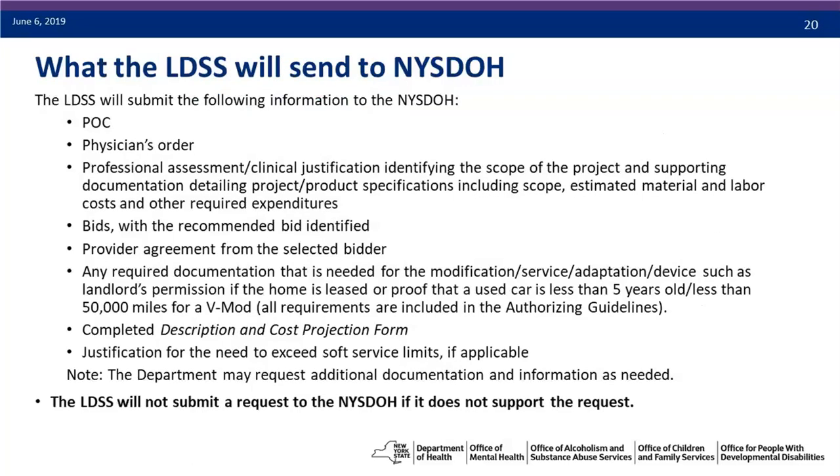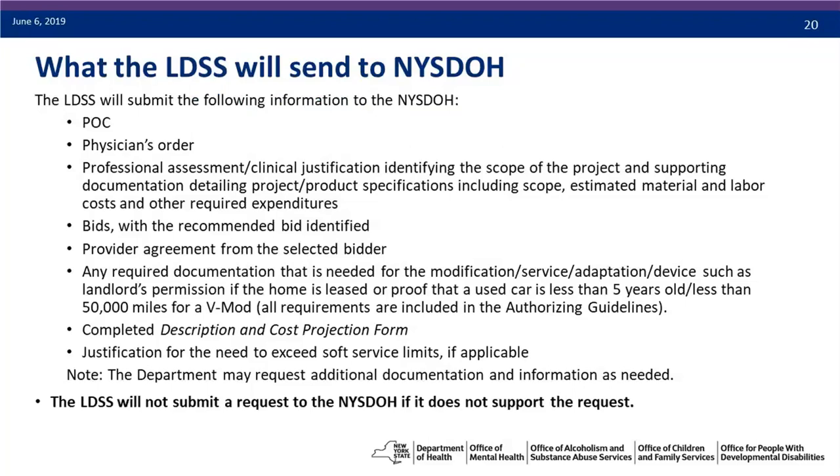And so what goes in that packet? The LDSS is going to submit the entire packet. So they've received the plan of care from the care manager, the physician's order, the professional assessment, the 3 bids, and then they're going to add the provider agreement, additional documentation from the care manager on landlord's permission, and proof that the car is less than 50,000 miles.